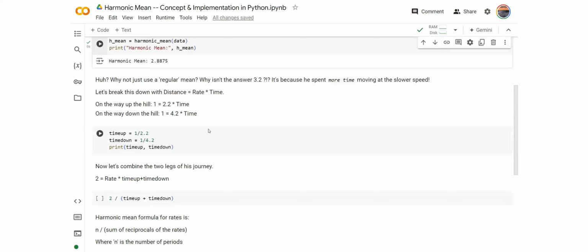The reason that won't work here is because the absent-minded professor spent more time moving at the slower speed. You can think about why that is purely intuitively. Imagine yourself walking to a certain point and then sprinting back from that point. You spent more time on the way there because you were moving at a slower pace. And so we need something that adjusts for that.